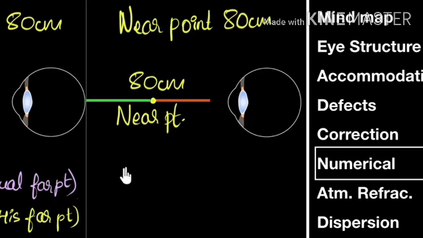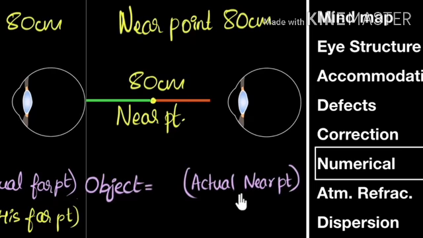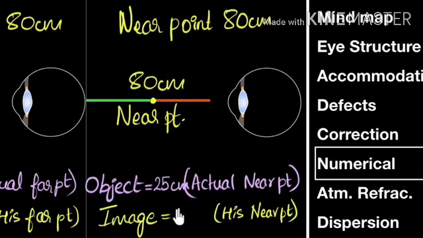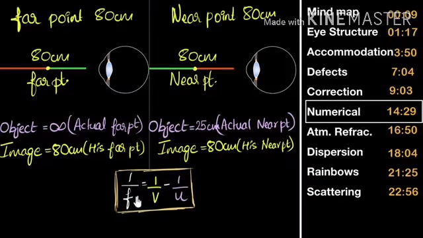Now we say, look, if I kept an object at its actual near point, because we're correcting for the near point this time, which is 25 centimeters, then the lens I'm using should be such that the image is now formed at his near point, that is 80 centimeters. So again, we know the object distance, image distance, use the lens formula, figure out what the focal length is, what the power is, and then the sign will tell us what is the nature of that lens. This wraps up our human eye, and we now go to the colorful world.